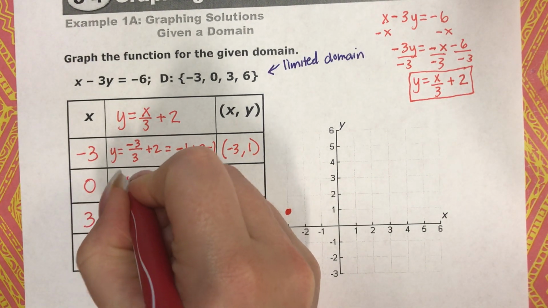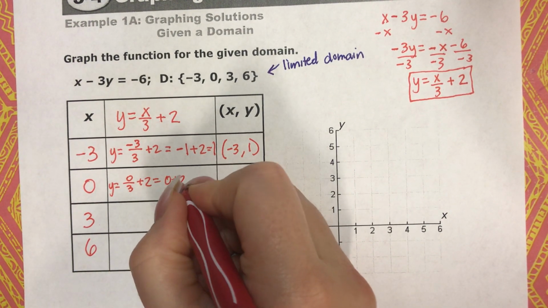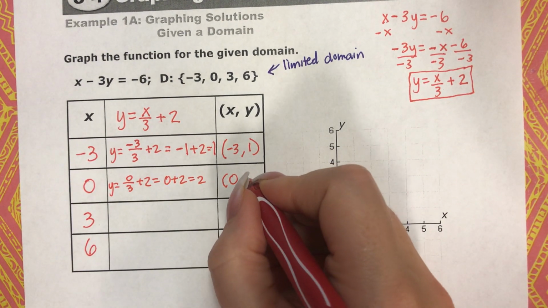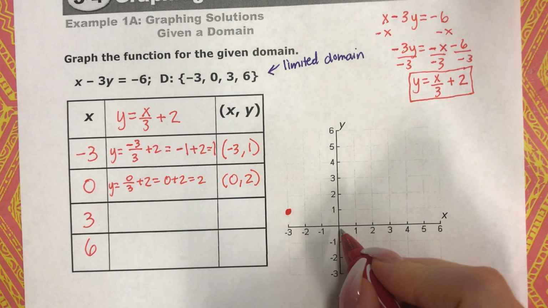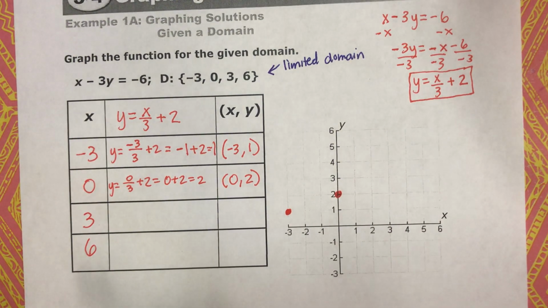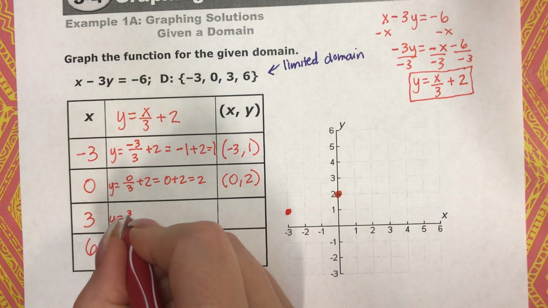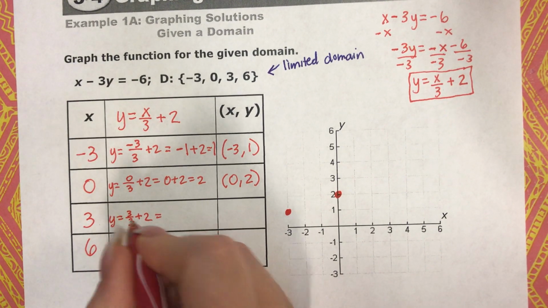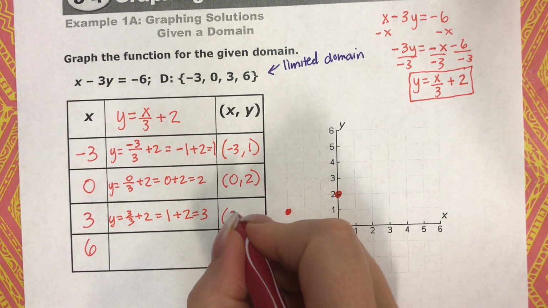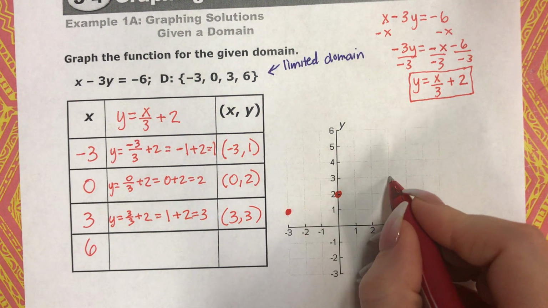So we have y equals 0 over 3 plus 2. Well, 0 over 3 is just 0, plus 2 equals 2. So our point is x is 0 and y is 2. So now we have 0, 2. That's another point on the graph. And then we're going to do this again for 3. So 3 over 3 plus 2. 3 divided by 3 is 1, plus 2. 1 plus 2 is 3. So we have the lovely point of x is 3 and y is 3. So 3, 3.